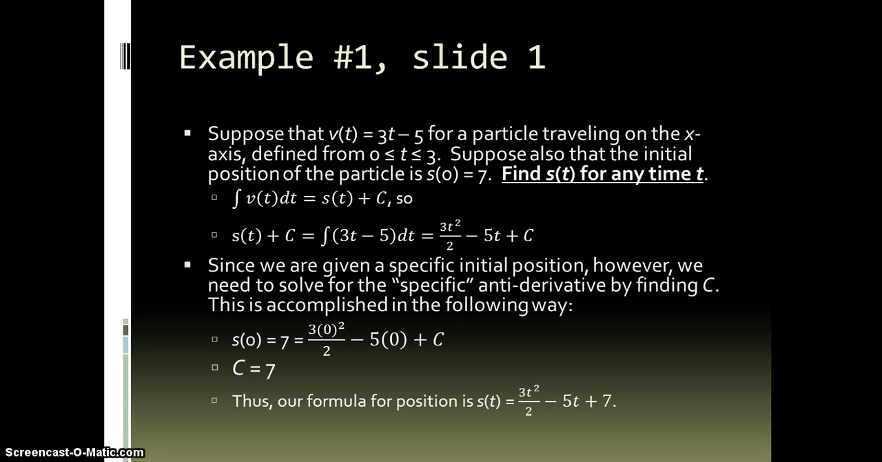When we integrate our velocity function, 3t minus 5 dt, we get 3t squared over 2 minus 5t plus c. That's just a simple antiderivative. However, since we're given a specific initial position, we need to solve for the specific antiderivative that satisfies that condition by finding our c value. This is accomplished by plugging in our time 0 and our position 7. At time 0, our position is 7, so we plug in 0 and find our c is equal to 7. Thus, our formula for position is s of t equals 3t squared over 2 minus 5t plus 7.